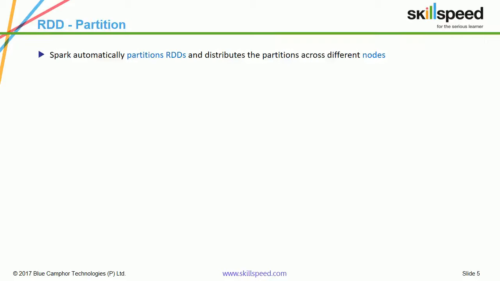Now Spark automatically partitions the RDD and distributes the partitions across different nodes. Spark uses partitions to achieve a high level of parallelism. By default, if you are loading data into Spark, then Spark will divide your data into partitions, which are nothing but logical blocks containing some amount of data, and each partition will ideally be assigned to one worker node so that it can execute a task on the partition.